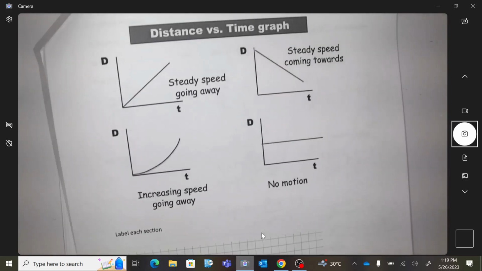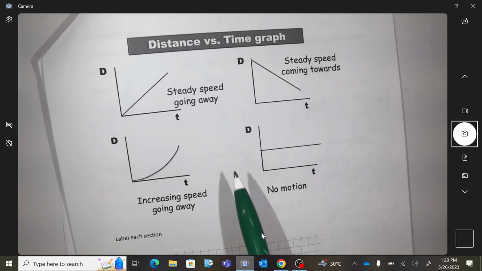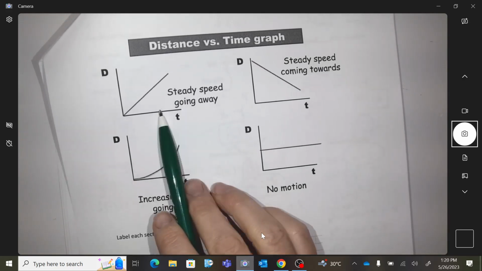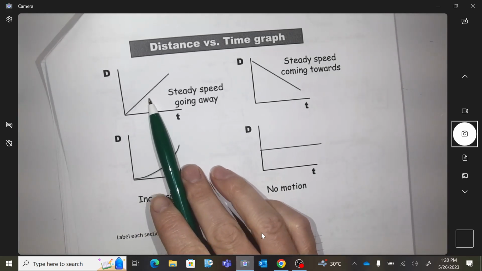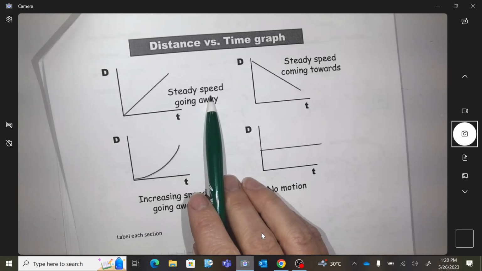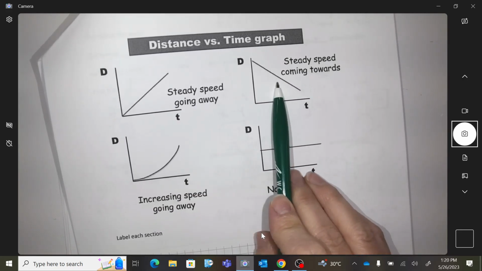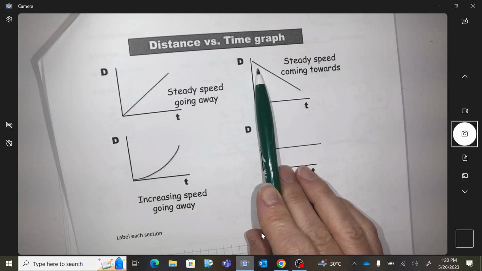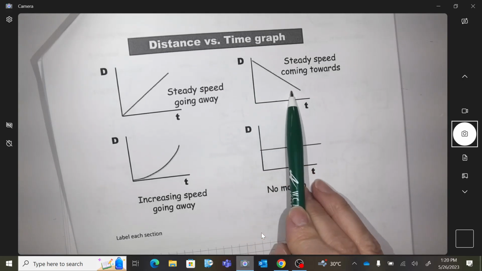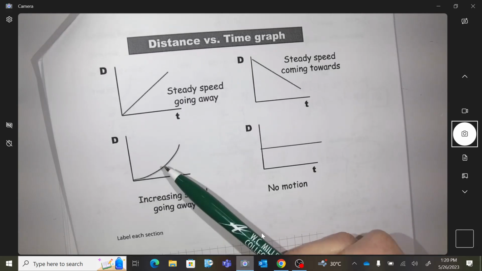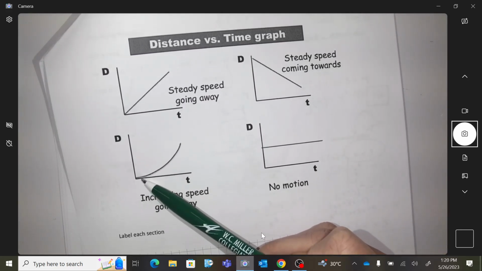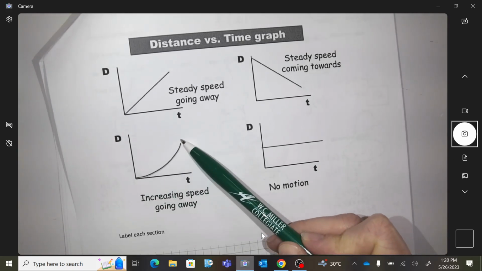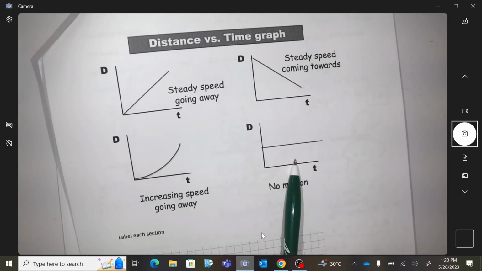So this time it's distance versus time. So steady speed, because your distance is moving consistently. This is that your distance is returning. You're getting closer to home. This is acceleration, because your speed is not steady. It's going up. And then this is that you're stopped, because there's no change in your distance.